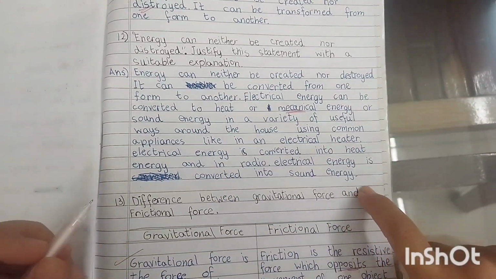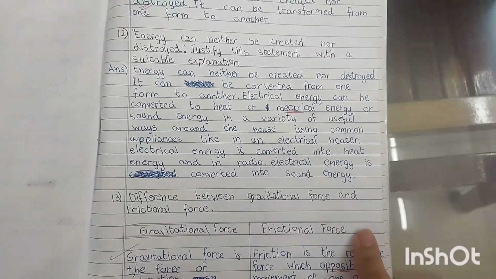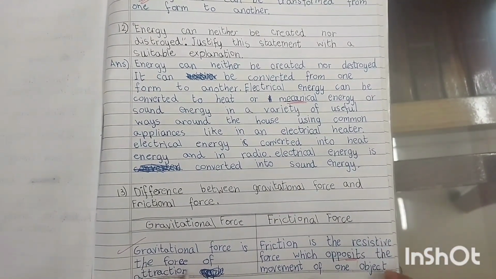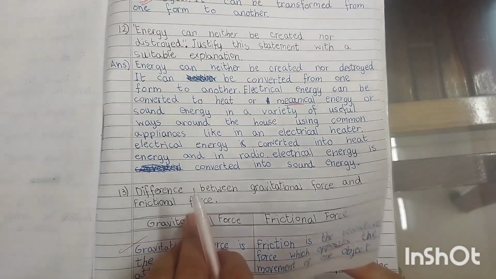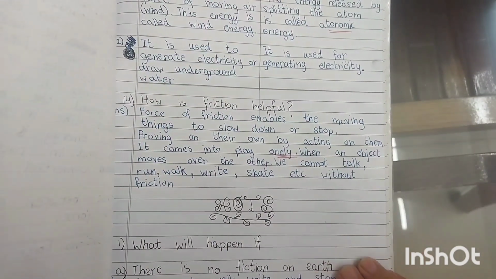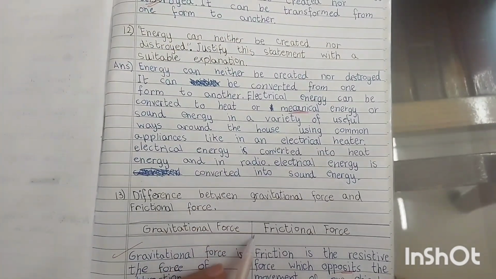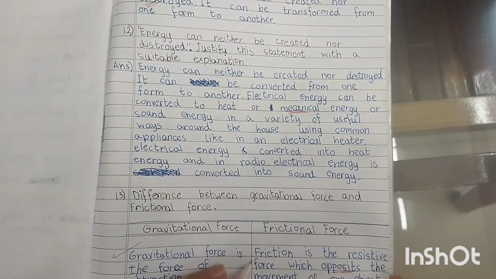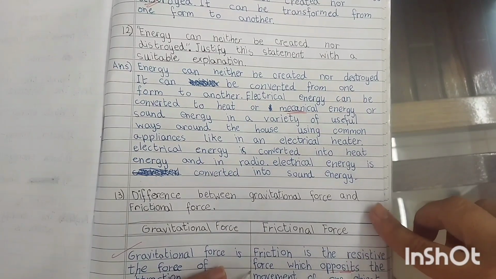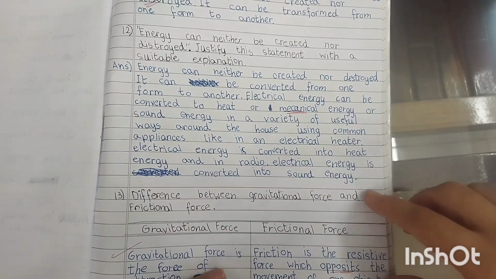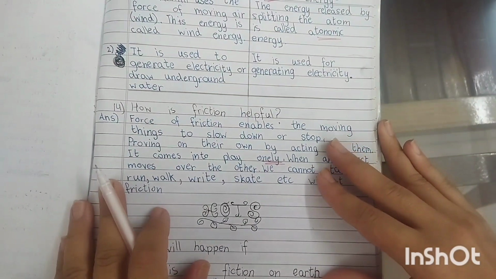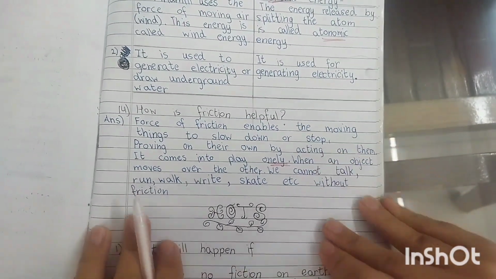The next question. Difference between gravitational force and frictional force. Gravitational force is the force of attraction applied on a body by the earth to pull it closer, and frictional force is the resistive force which opposes the movement of one object while rubbing on the surface of another object.